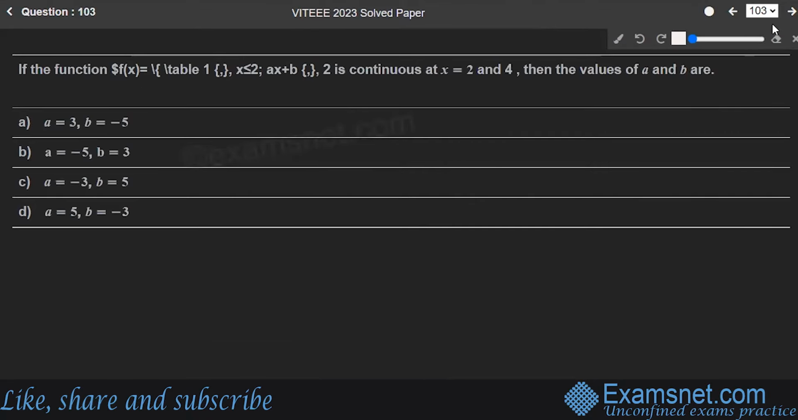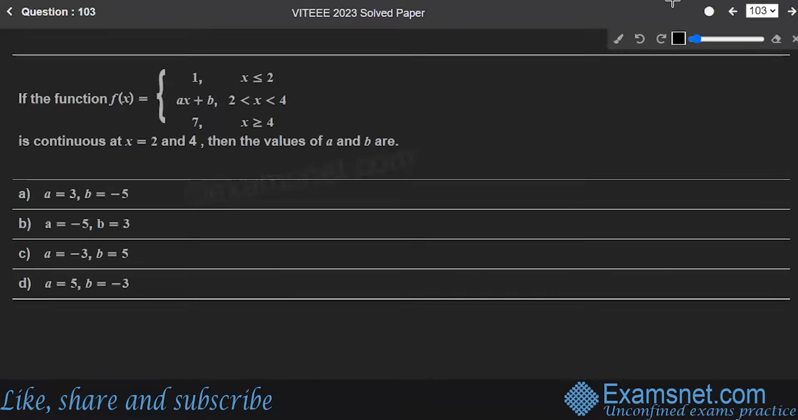So it says, I'll write it properly. If the function f(x) is equal to 1 when x is less than or equal to 2, it's equal to ax plus b when x lies between 2 and 4, and it's equal to 7 when x is greater than or equal to 4. This function is continuous at x equal to 2 and x equal to 4. Okay. Now you have to find out the values of a and b.